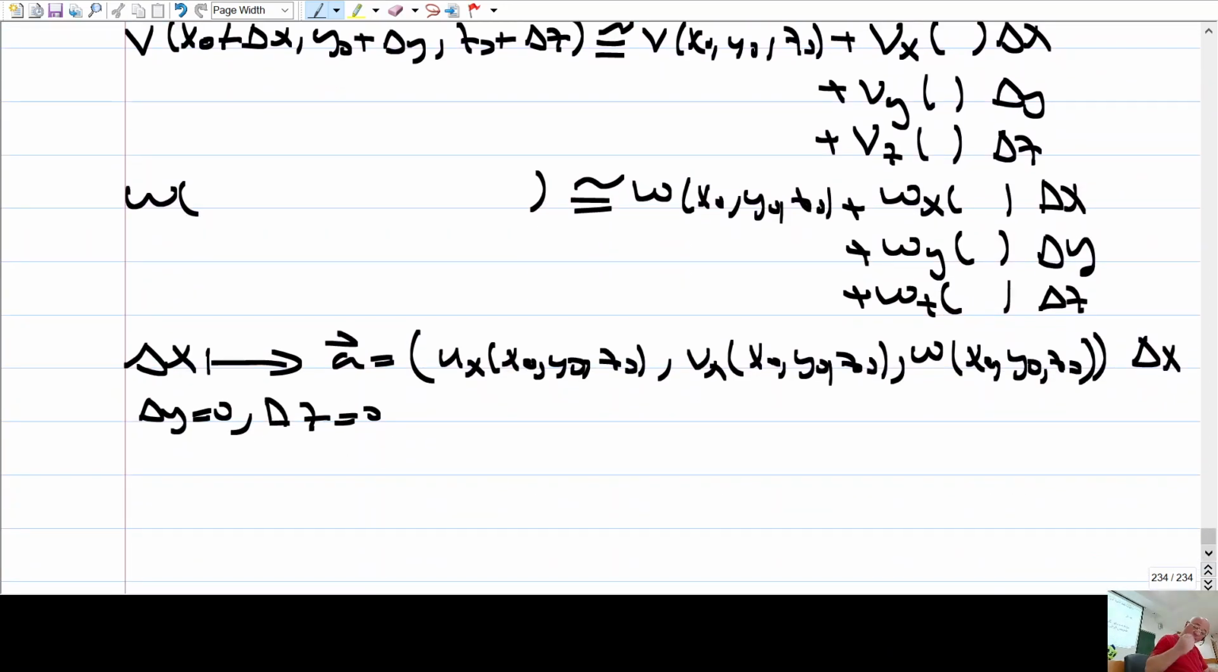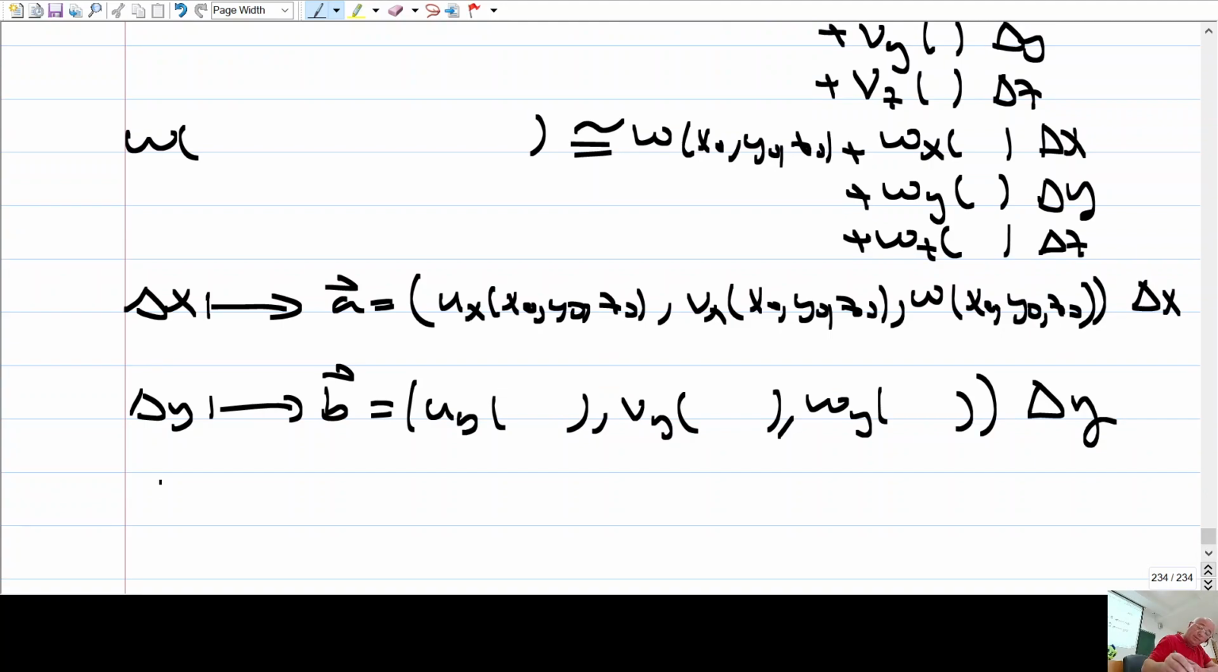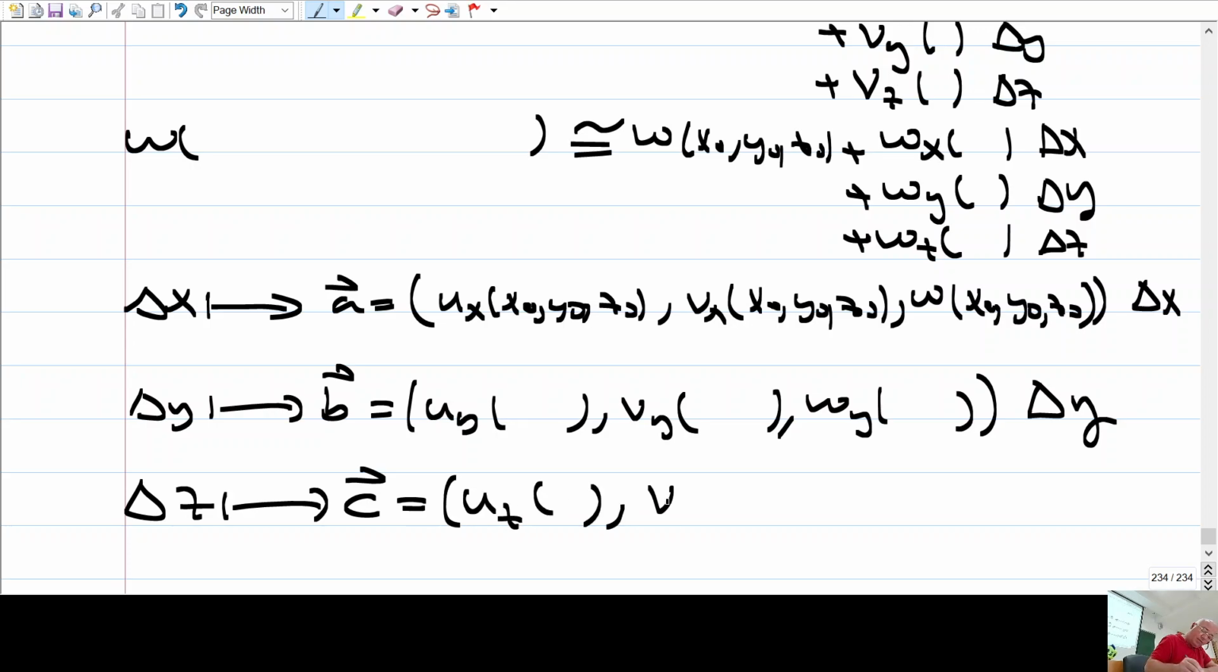What about B? Delta y gives me the vector B. So this time I increase y but don't change x and z. Then we get u sub y, v sub y, and w sub y, multiplied with delta y. And delta z gives me this vector u sub z, v sub z, and w sub z, delta z.